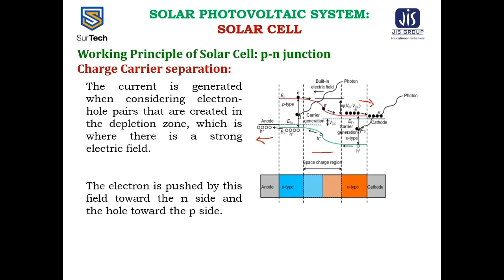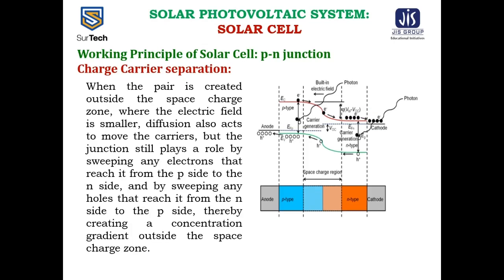When the pair is created outside the space charge zone, where the electric field is smaller, diffusion also acts to move the carriers, but the junction still plays a role by sweeping any electrons that reach it from the p side to the n side, and any holes that reach it from the n side to the p side, thereby creating a concentration gradient outside the space charge zone.